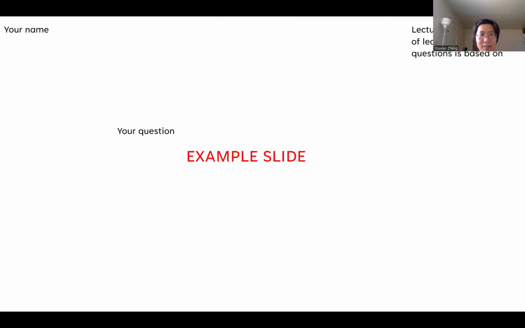And what the slide will look like is this. Make sure that you put your name in the top left corner, and the lecture number or the date of the lecture that your question is based on. So if your classmate has a question when they're looking through the slide deck, they can go back to the course material of that day and find the answer themselves. Then in the middle of the slide, you can write your question. This will be your slide number 1. And your slide number 2 will be exactly the same, except instead of writing your question in the middle of the slide, you're going to write your answer.